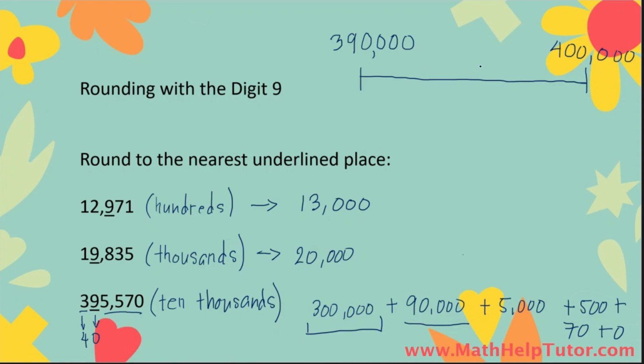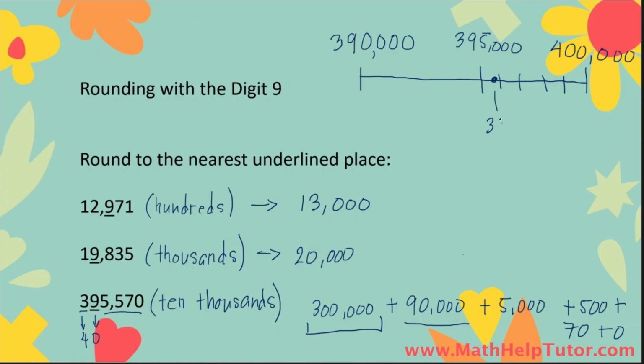Next, we find the value between 390,000 and 400,000, which is 395,000. And then we look for our number within this number line. So our number is 395,570. If we have increments of 1,000, this is 396,000, 397,000, 398,000, 399,000, and we have 400,000. So our number, 395,570, should be between 500 and 600. So it's around here. So that's our number.